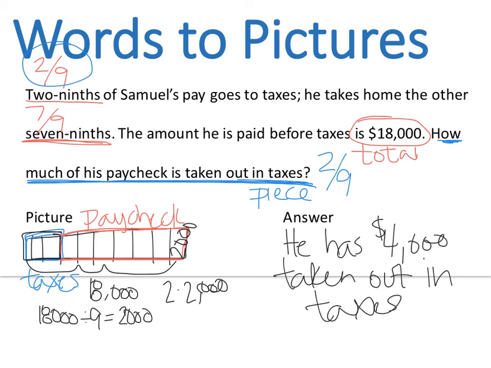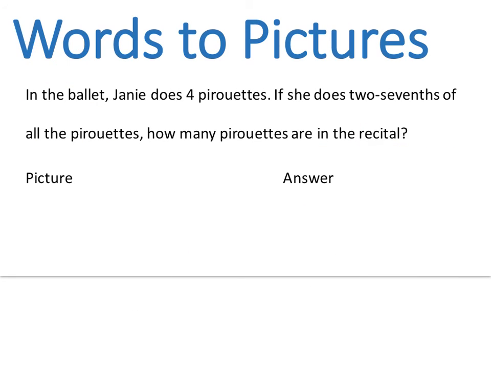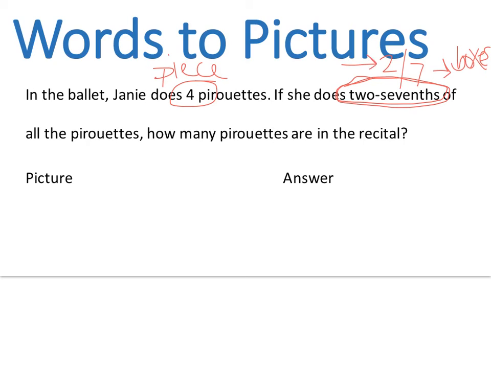The second words to pictures example, a ballet. In the ballet, Janie does 4 pirouettes. If she does 2/7 of all the pirouettes, how many pirouettes are in this recital? So again, I'm going to mark the text. Janie does 4 pirouettes. This 4, that's a piece. She also does 2/7 of all the pirouettes in the recital. So again, this denominator of 7 tells me the boxes. And this 2 tells me how many boxes belong to Janie.